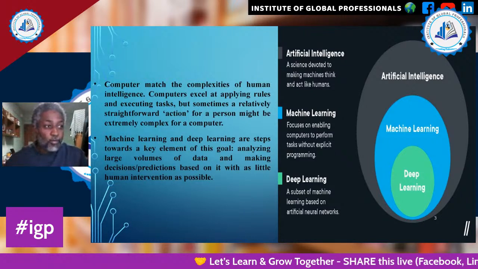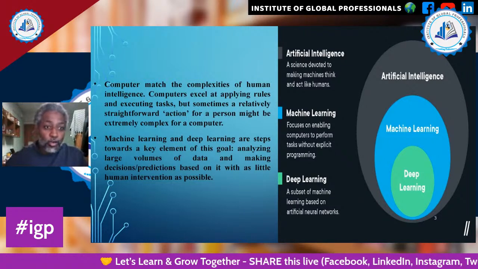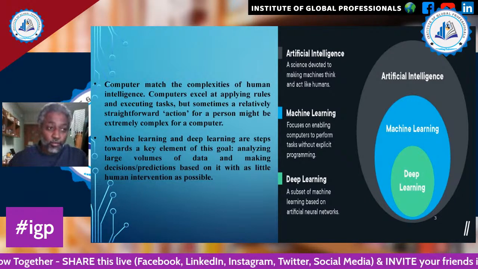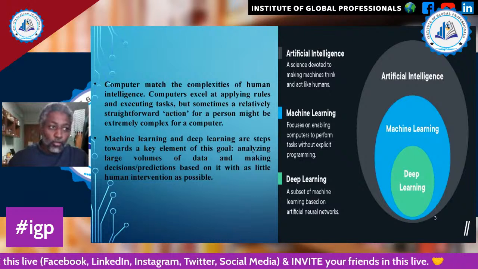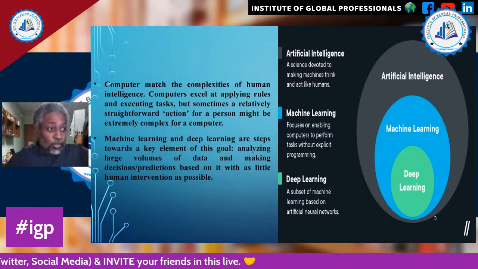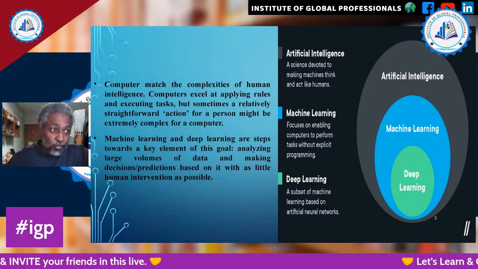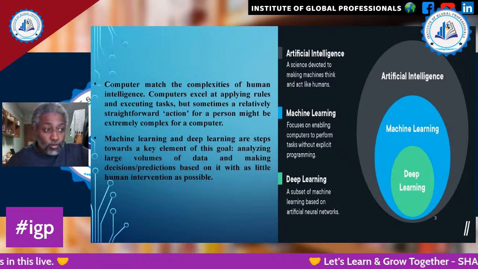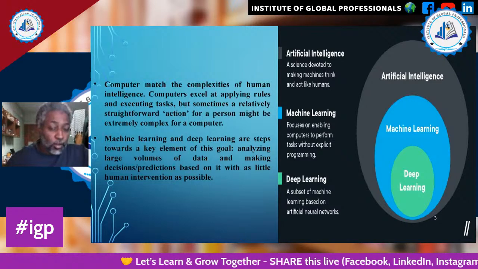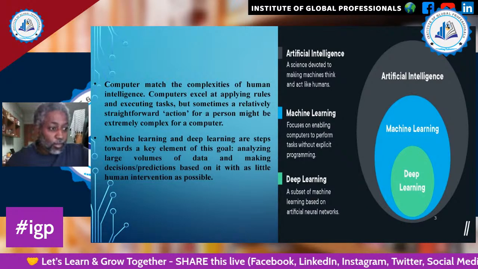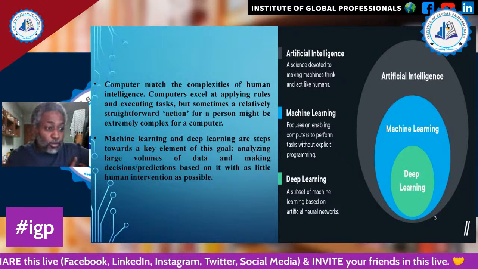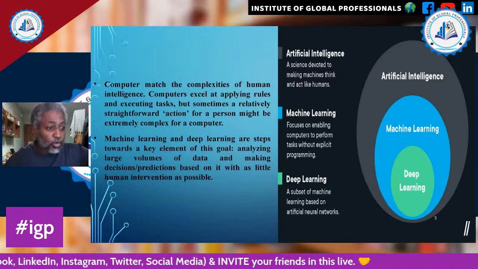Now, as I said earlier, we cannot talk about artificial intelligence without talking about machine learning and deep learning. They are all parts of artificial intelligence. So, artificial intelligence, as you can see here, is a science devoted to making machines think and act like humans, while machine learning focuses on enabling computers to perform tasks without explicit programming. On the other hand, deep learning is a subset of machine learning based on artificial neural networks.